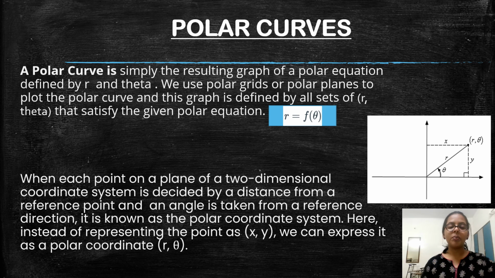When each point on a plane of a two-dimensional coordinate system is decided by a distance from a reference point and an angle taken from a reference direction, it is known as the polar coordinate system. Here, instead of using the points as x and y, we express it in terms of r and theta.